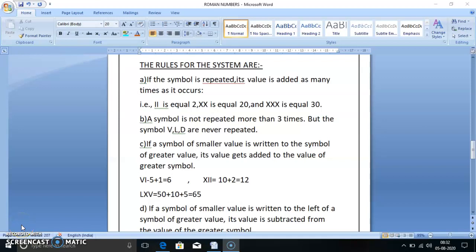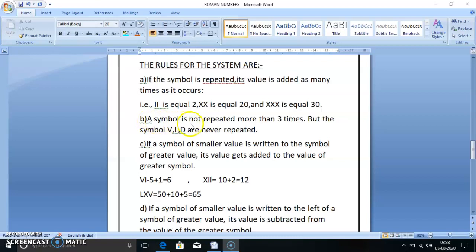Let's see some rules for the Roman numerals. First rule: if the symbol is repeated, its value is added as many times as it occurs. Like III is equal to 3. Then X value is 10, so XX is 10 plus 10, which equals 20. Then XXX means 10 plus 10 plus 10, which equals 30.